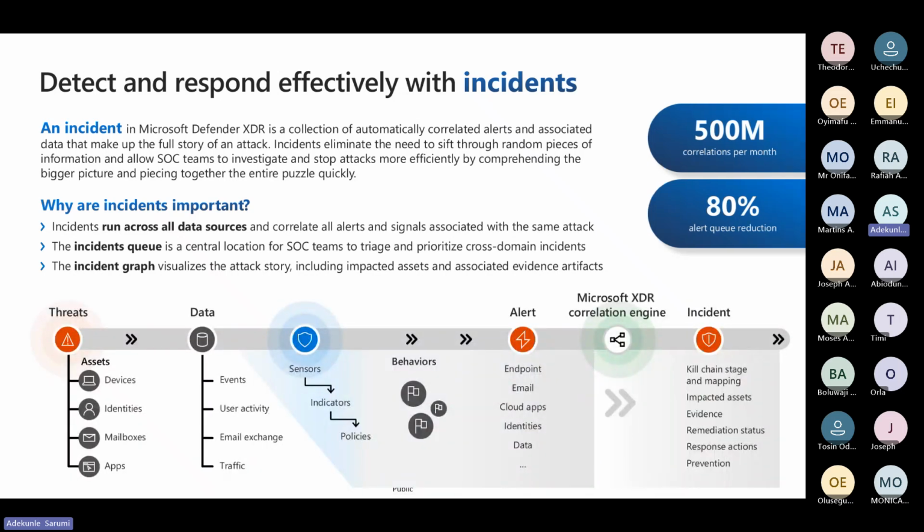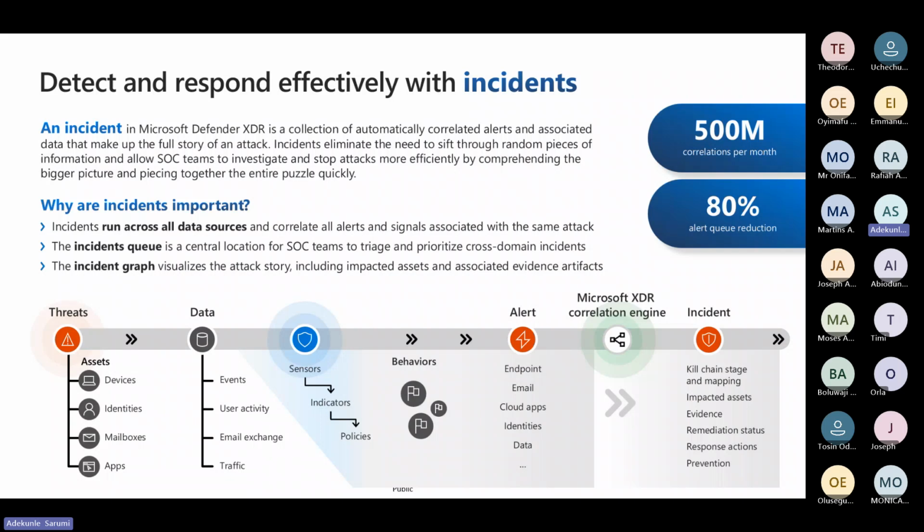An incident in Microsoft Defender XDR is a collection of automatically collected alerts and associated data that make up the full story of an attack. Incidents eliminate the need to sift through random pieces of information, allowing the SecOps team to investigate attacks more efficiently by comprehending the bigger picture and piecing together the entire puzzle quickly.